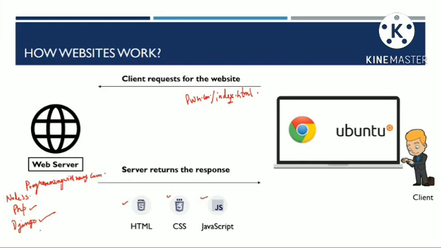Now this framework will generate some sort of files like HTML, CSS, and JavaScript, and it will send it back to the client. Now once these files are sent to the client, these files are not readable by the client. I repeat, these are not readable by the client. So the client, by default, through his computer, by installing a program called a web browser, which is Chrome in this case, gives it to the web browser.